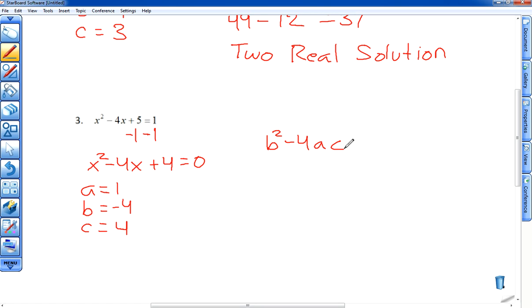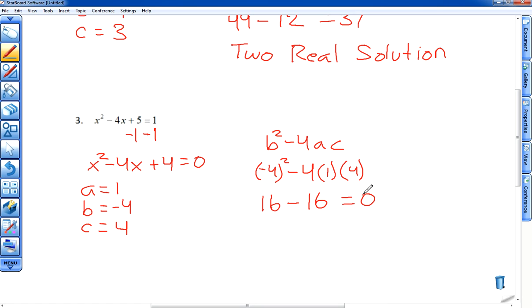So again, our discriminant, which is b squared minus 4ac, I can go ahead and plug in my a, b, and c values into that. My b value is negative 4, so that's negative 4 squared, minus 4 times a, which is 1, times c, which is 4. Simplifying this, we have negative 4 squared, which is positive 16, minus 4 times 1 is 4, times 4 is 16. So we end up with 16 minus 16, which produces a result of 0.